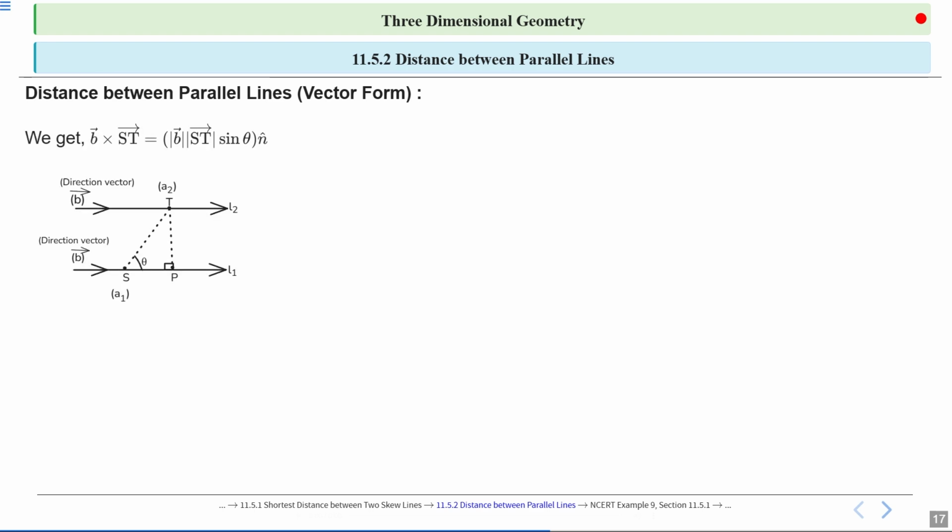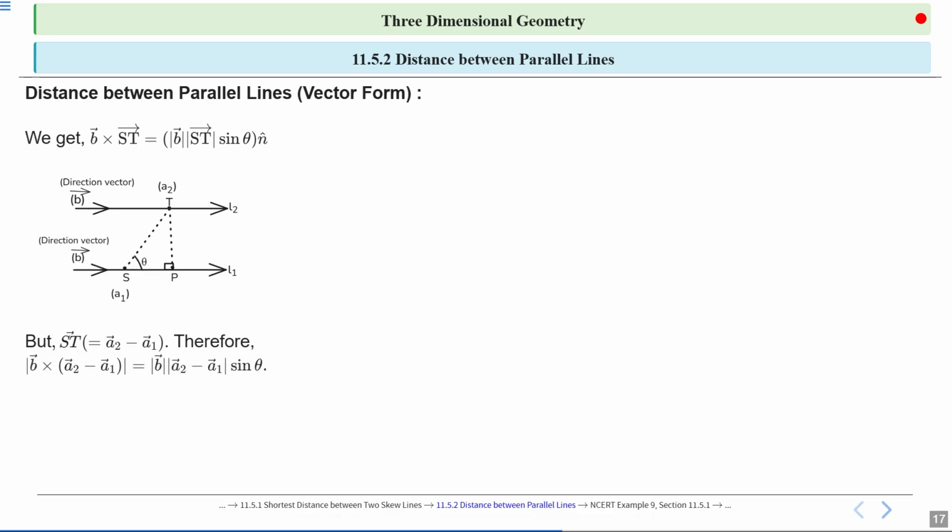Now we get B vector cross ST vector will be equal to magnitude of B vector into magnitude of ST vector into sine theta n cap. You can see in the figure. But ST vector can be written as equal to A2 vector minus A1 vector, right? ST vector can be written equal to A2 vector minus A1 vector.